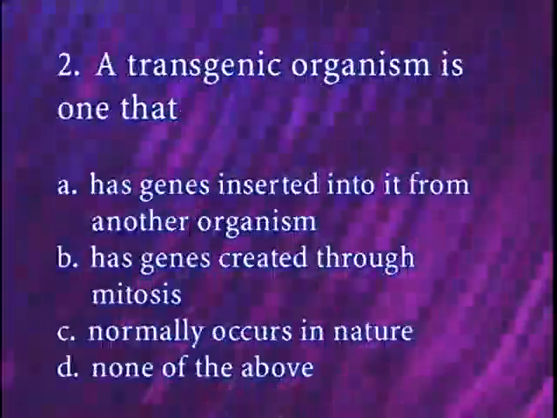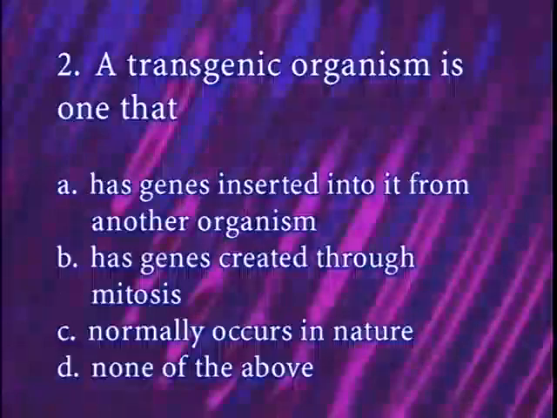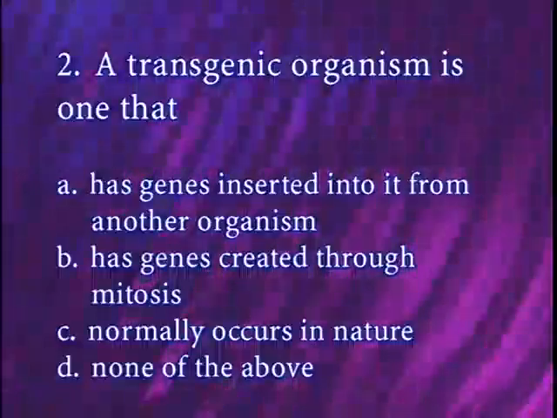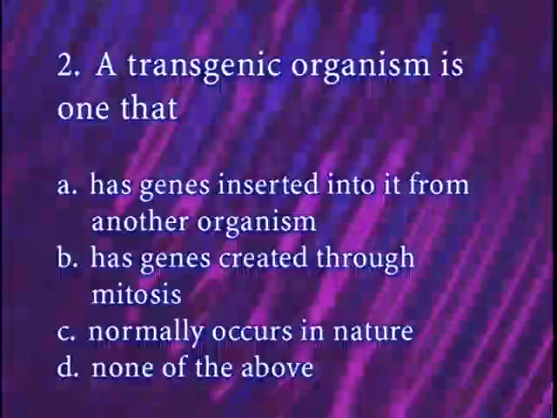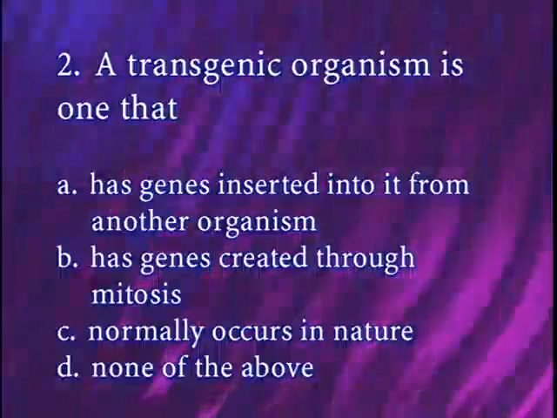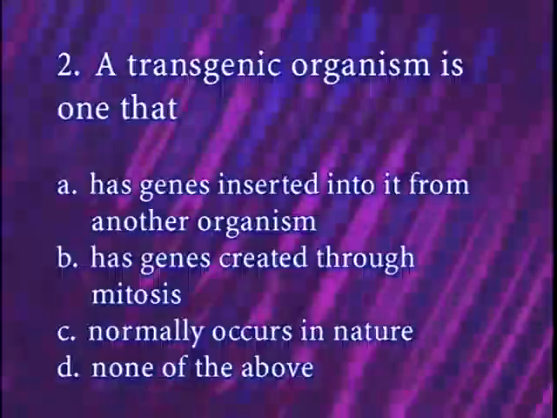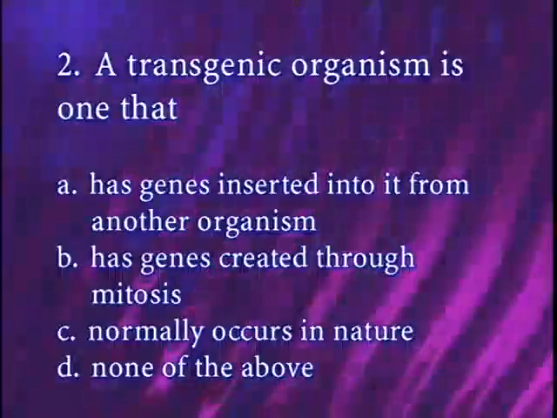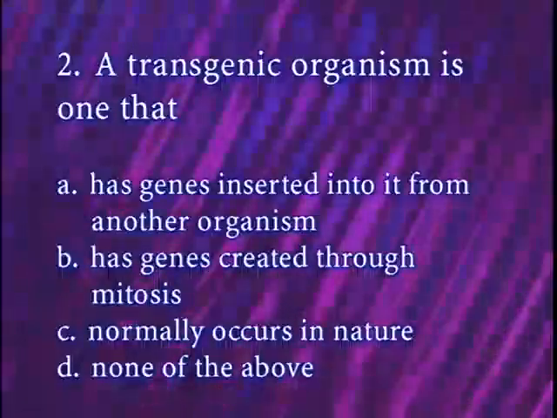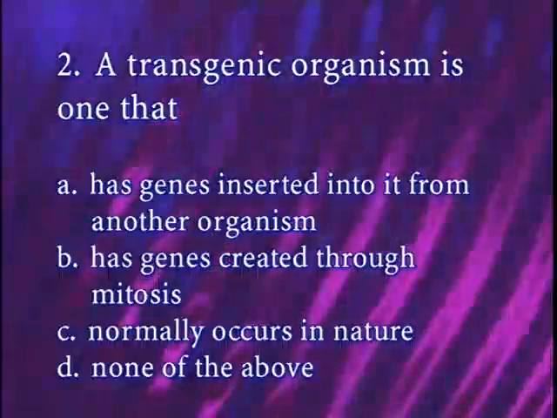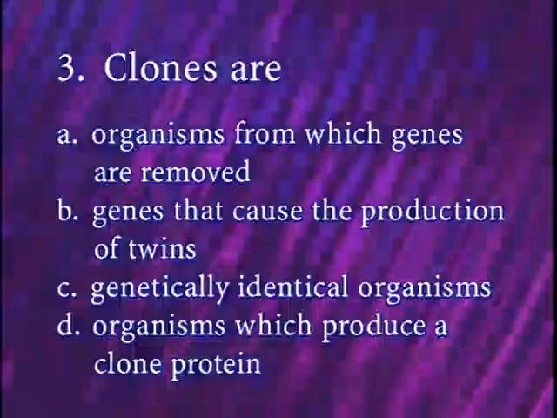A transgenic organism is one that A. has genes inserted into it from another organism, B. has genes created through mitosis, C. normally occurs in nature, D. none of the above.